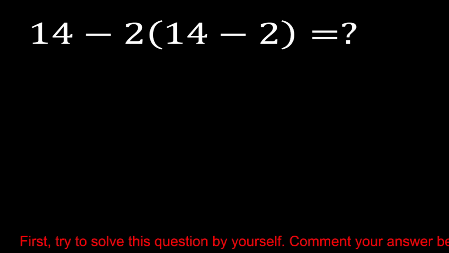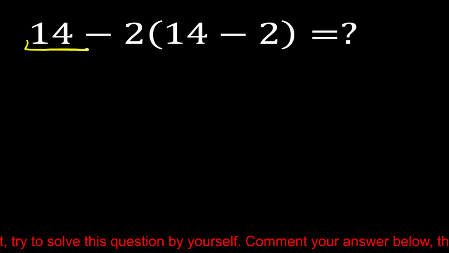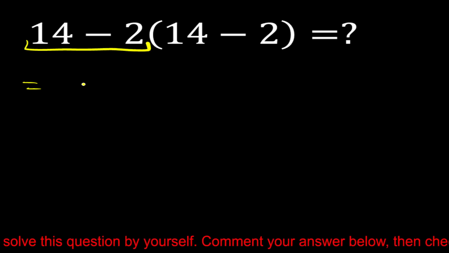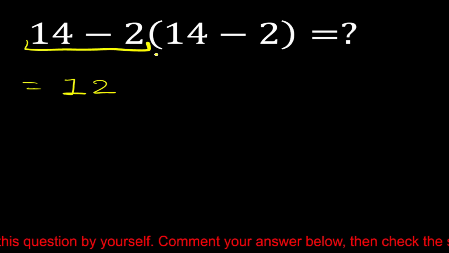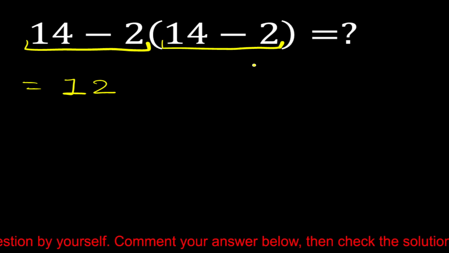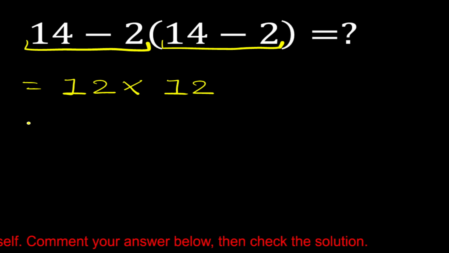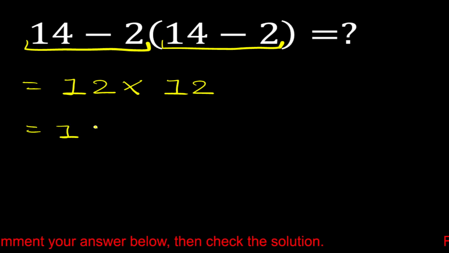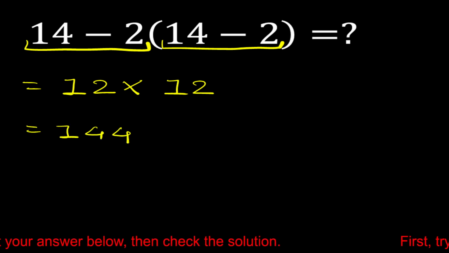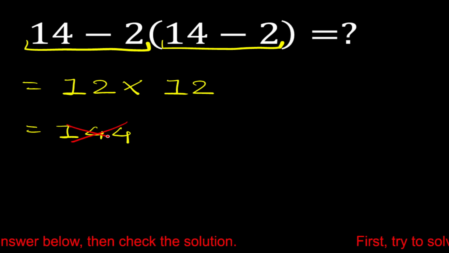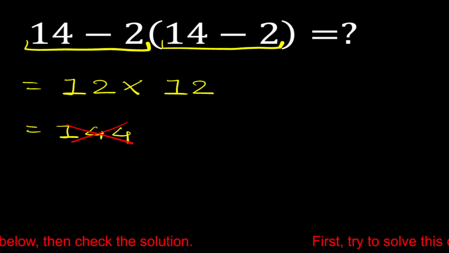So most people solve this question like 14 minus 2 is equal to 12. Then again 14 minus 2 is equal to also 12. Now 12 multiply 12 is equal to 144. But 144 is not the correct answer. It's a completely wrong answer, okay?